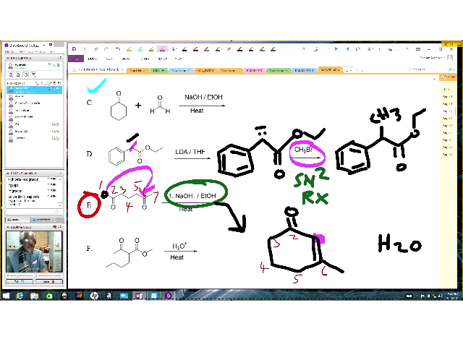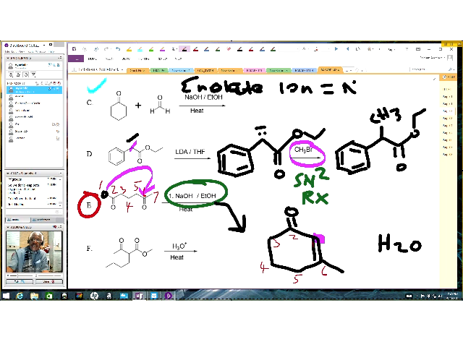Yes, go ahead and ask your question. Oh, so we don't keep both oxygens on the final product? No, you don't. That's a very good question. You do not keep the oxygen on the final product because you are losing water. One of the oxygens from the water comes from the carbonyl oxygen of the other carbon, because one carbon is acting as a nucleophile, which is the enolate ion.